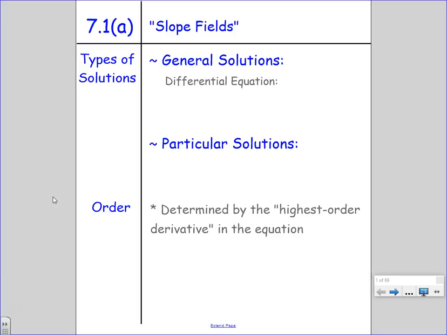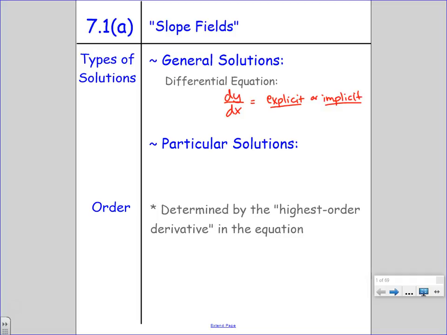The idea: given a differential equation, we have some sort of dy dx equals, fill in the blank. It could either be explicit or implicit. Quick reminder, do you guys remember the difference? You have to solve for the dy dx with implicit.